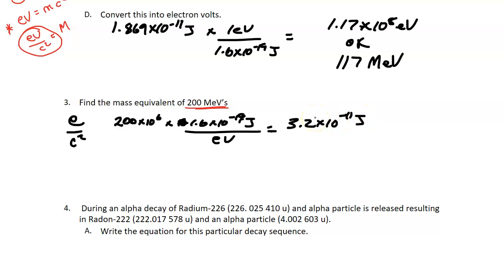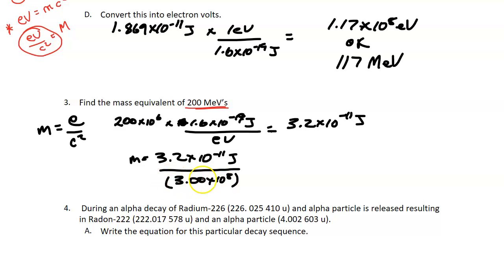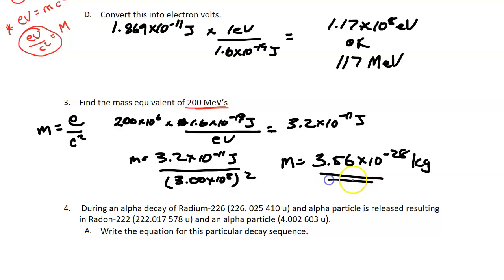And then putting that into E equals mc squared, or the manipulation, that 3.2 times 10 to the negative 11 joules over 3.00 times 10 to the 8 all squared, to keep things in proper units, is 3.56 times 10 to the negative 28 kilograms.